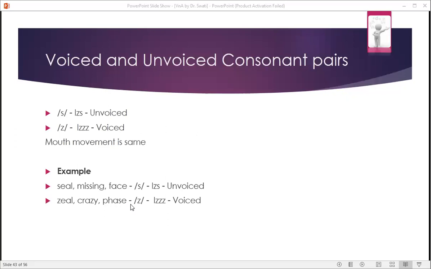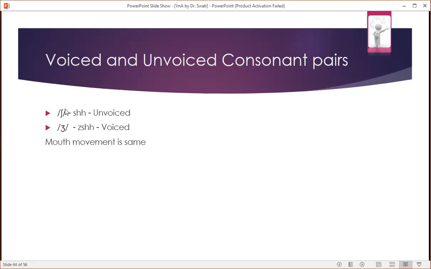So there was a mistake, I just corrected it. It is zeal, crazy, phase. Phase is a z sound, right? Zeal coming from the throat, crazy, z, and phase. Okay, let's see more pairs.